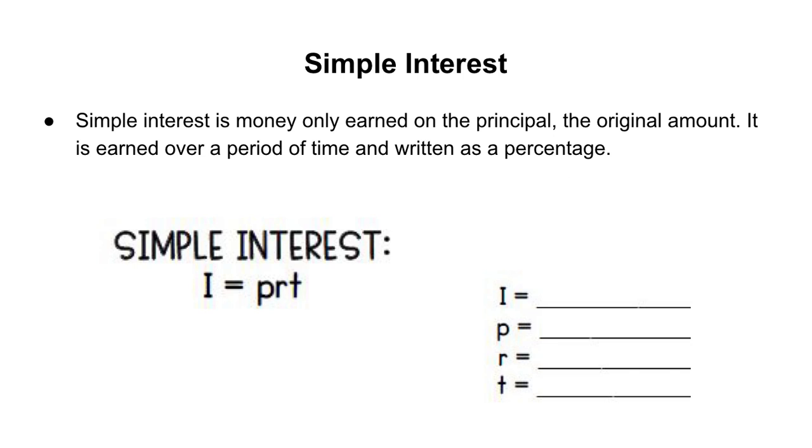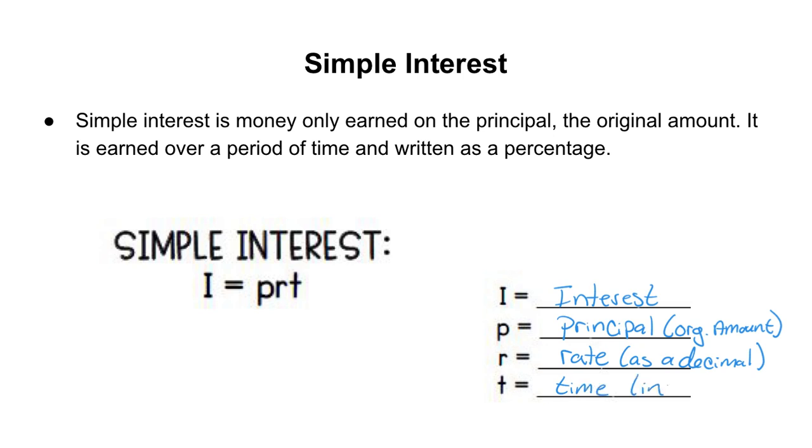So here is the formula for simple interest. I is going to be the interest. Okay, that's going to be the interest we earn. P stands for principal. And remember, principal can be original amount. R stands for rate, and that is as a decimal. Okay, so I'm going to write the rate as a decimal. T is time, and that means in years.